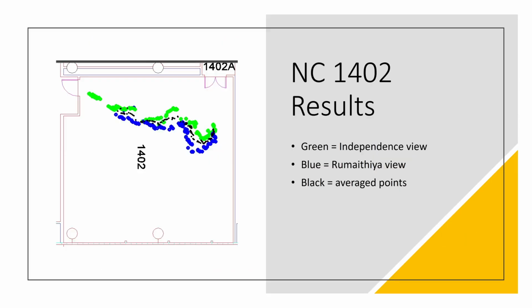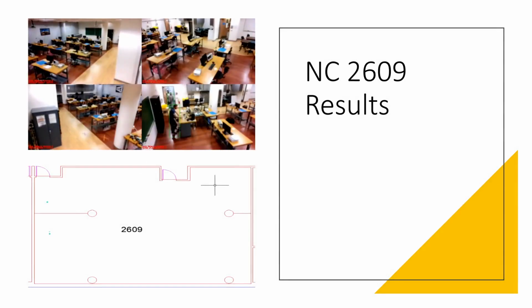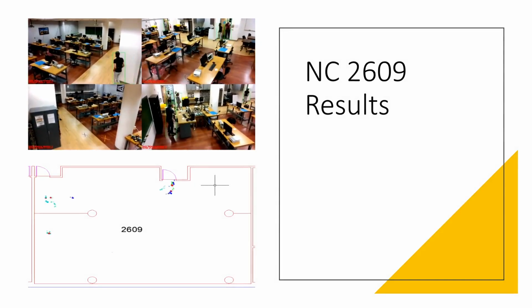After we were done with that, we analyzed the results to see how they looked. Between the two cameras, the green and blue, it showed the same general path of the person. However, we averaged the points together and found that it did create a more accurate path, which is something we'd want to pursue later for testing. Now Amanda will go over the 2609 results.